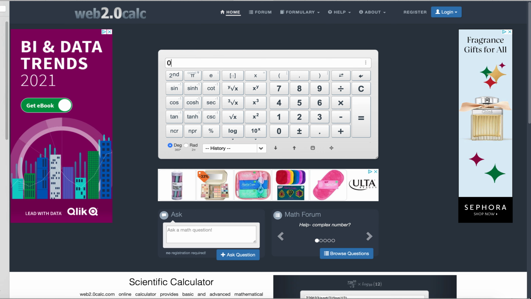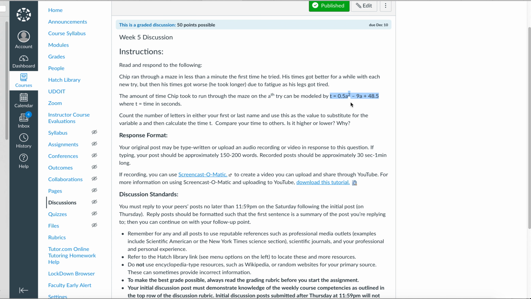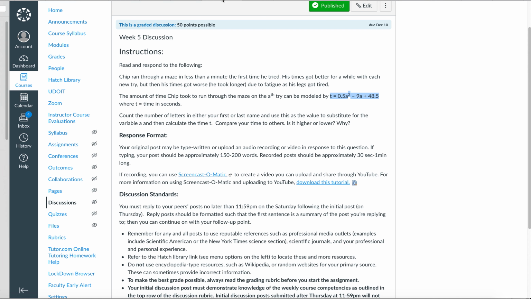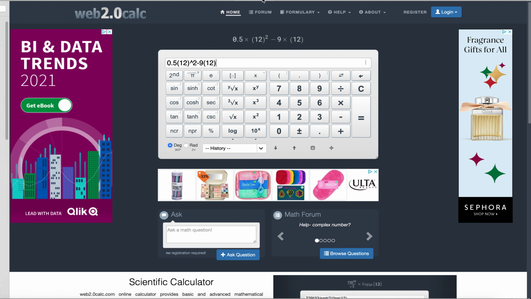Now, my name has 5 letters, but my daughter's has 12, so I'm going to use my daughter's so we can get an interesting look here. So I'm going to have 0.5 times a squared. This is the Web 2.0 calculator. If you Google Web 2.0, it's free to use, and you can input it and look at what it's doing at the top. So I have that squared exponent, and then minus 9a. Remember, a is 12, because that's the number of letters in my daughter's name. And then we have plus 48.5.